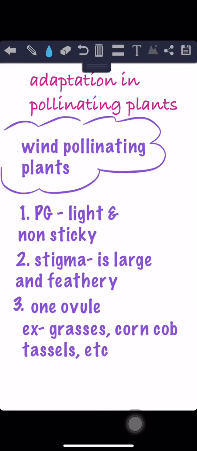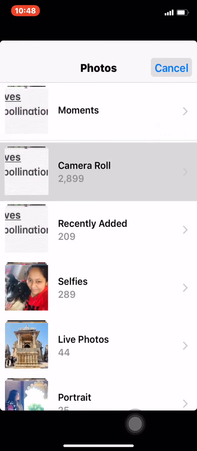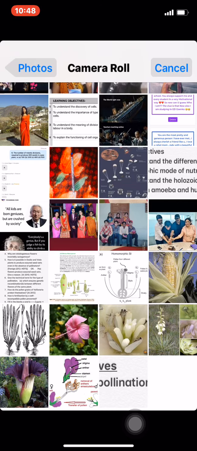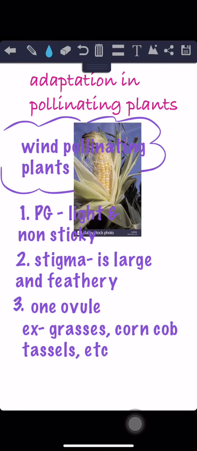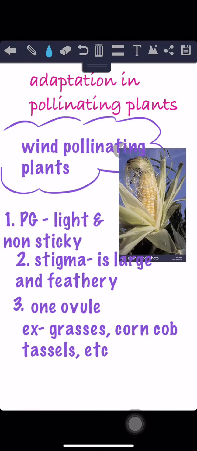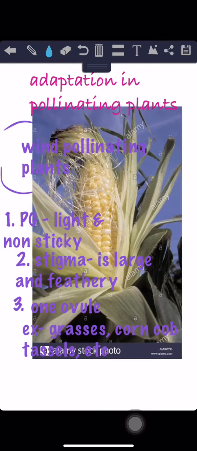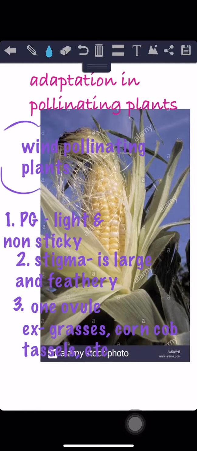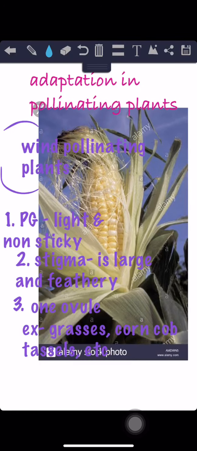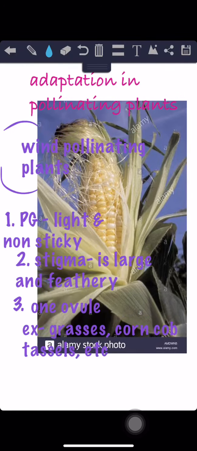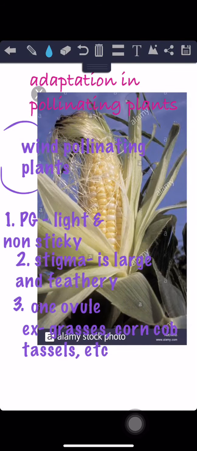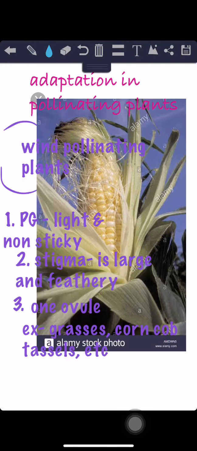Remember, children, I can show you the figure of such kind of a plant, that is this. This is a very good example of such kind of a plant. If you see, this example of a cob or corn where its stigma is feathery, producing hair-like appearances. This is the stigma, producing hair-like appearances or feathery stigma. Such kind of a plant undergoes wind pollination.